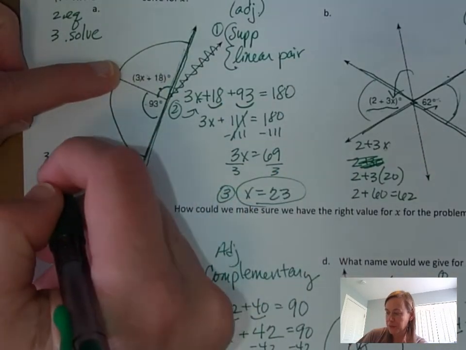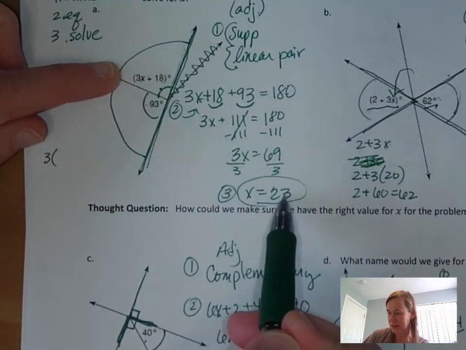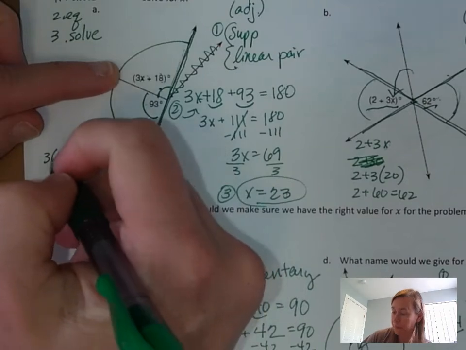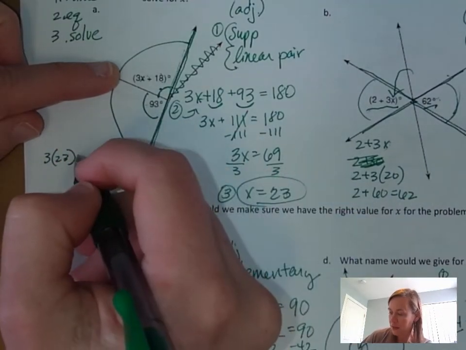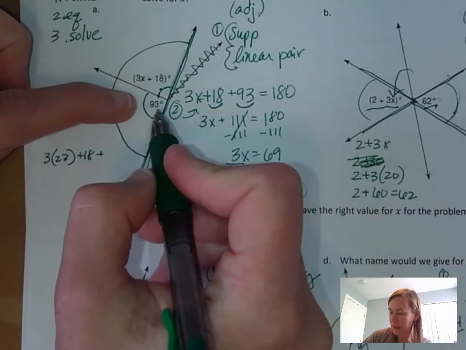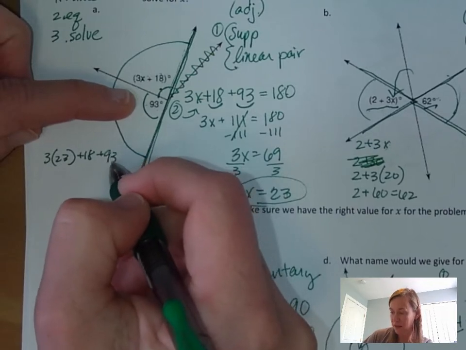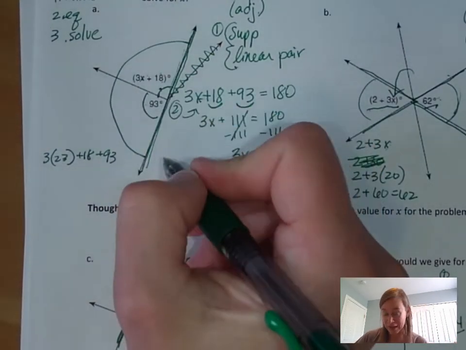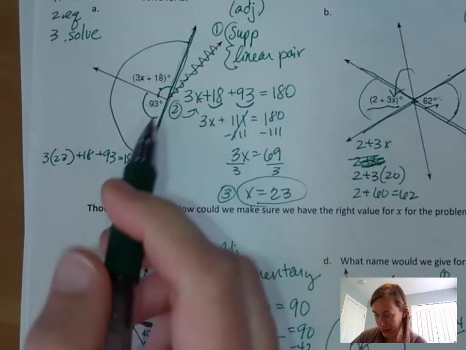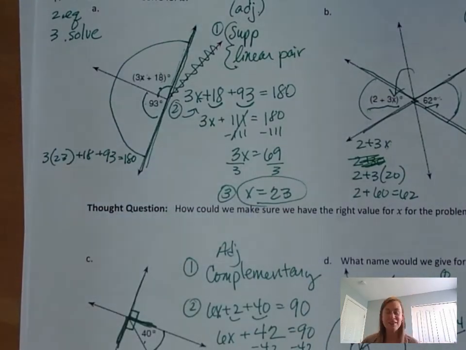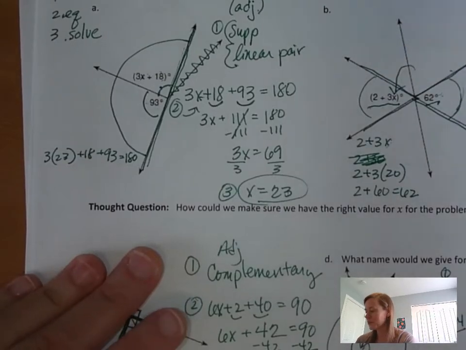So 3 times x, in this case we're going to plug in 23. 3 times 23 plus 18 plus 93. And all of that should equal 180. And if you do the math on that and it works out and it does equal 180, then you know you did it right.